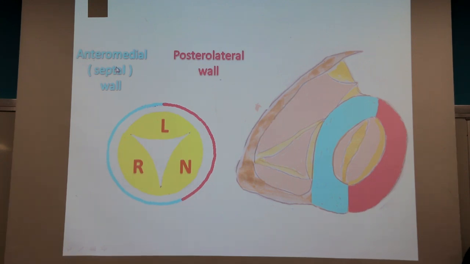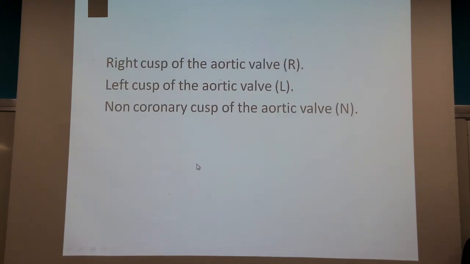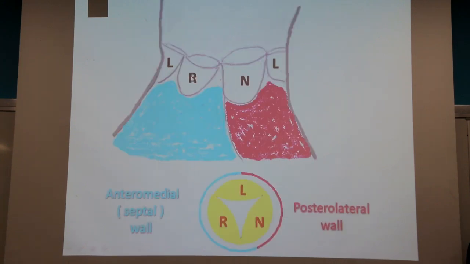Here is the septal wall and here is the free wall. So half of the left and all of the non-coronary cusp are related to the free wall, while half of the left and all of the right coronary cusp are related to the septum. Here is the right cusp, here is the non-coronary cusp of the aortic valve, here is the left cusp, cut from here.